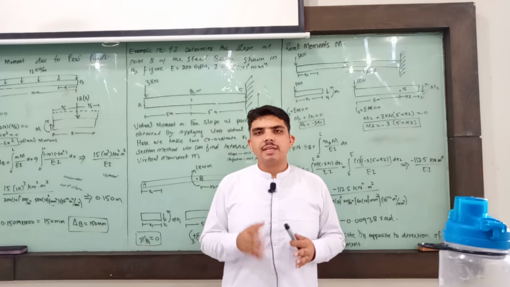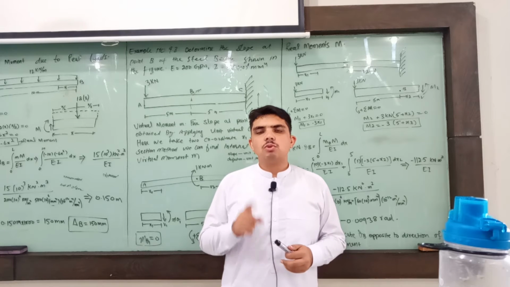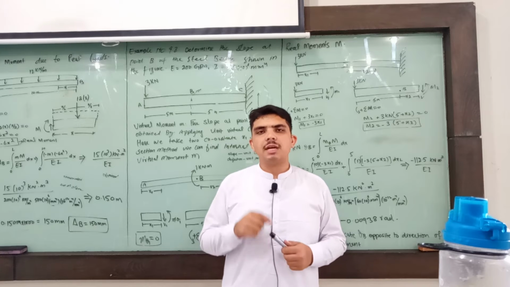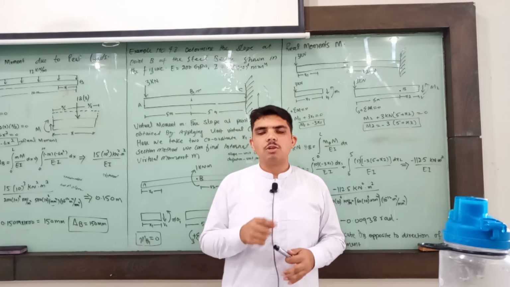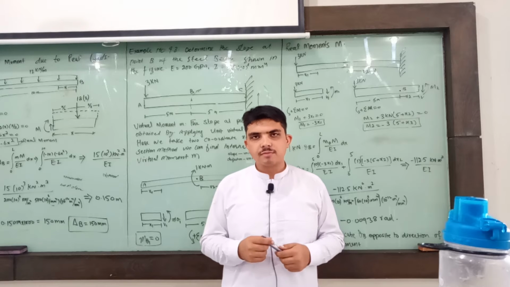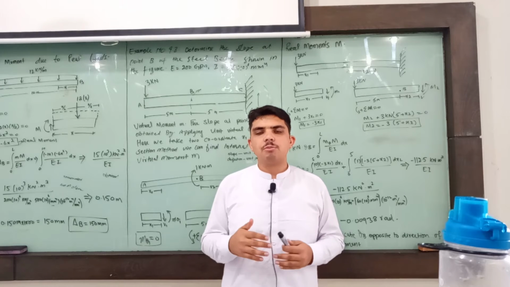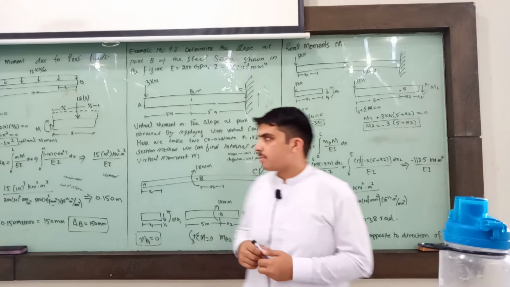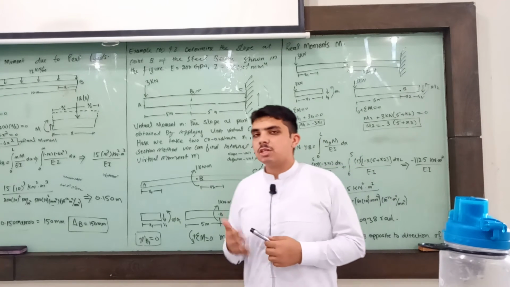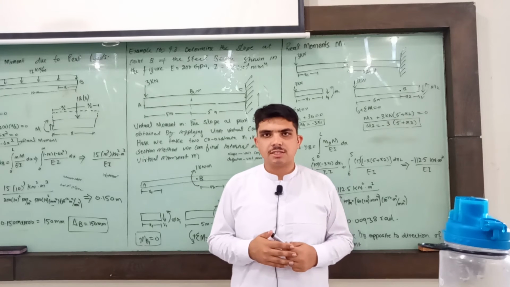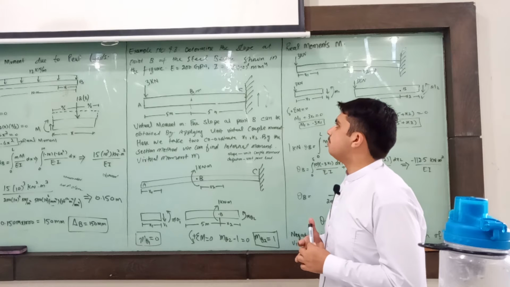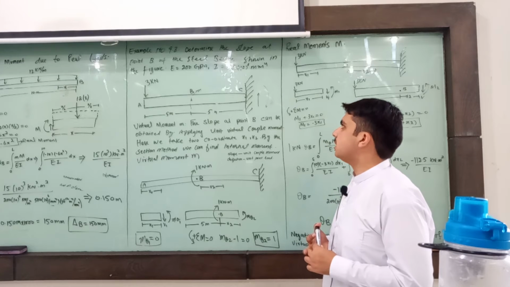But for a slope, it is necessary to apply a unit couple moment on the point at which we are required to find the slope. So now we come to example number 9.8. I have chosen this example from R.C. Hibbeler's book Structural Analysis. In this example, it is given: determine the slope at point B of the steel beam shown in the figure.